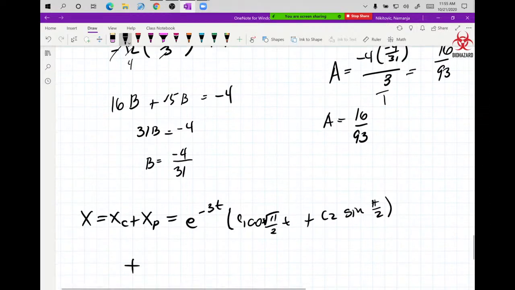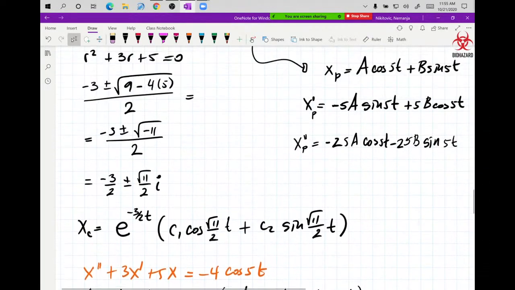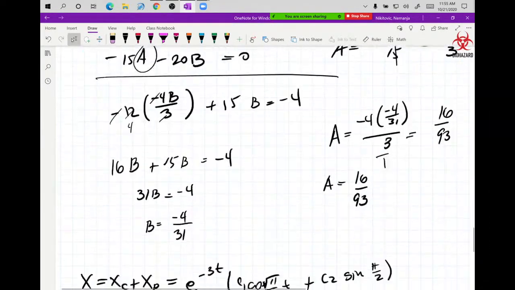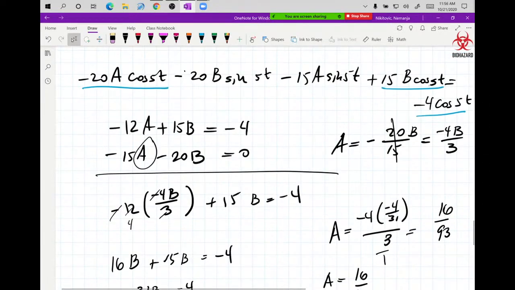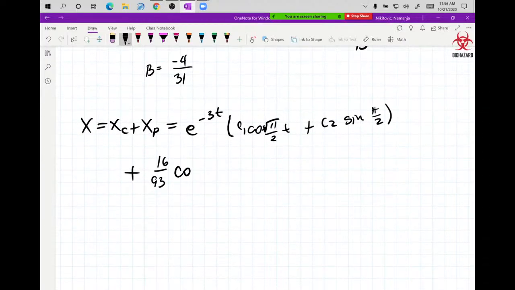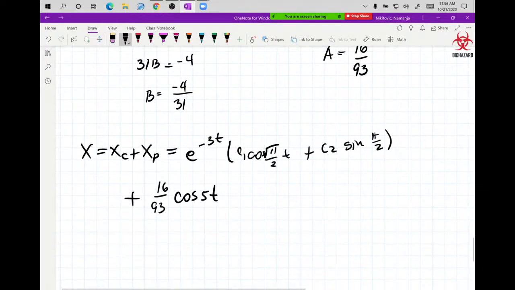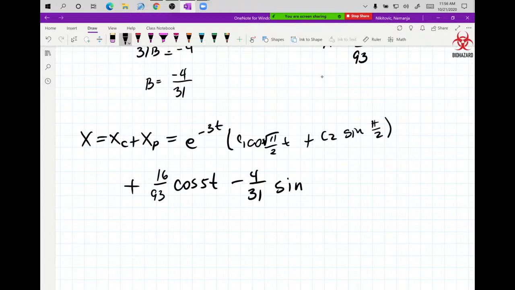Plus the particular solution. A is 16 over 93. Now where is the particular solution for this one? Here. A cosine 5t. Okay. So A over 3. I put the cosine first, right? Yep, cosine 5t. Finally. And then B is negative 4 over 31 sine 5t. Yep, not the prettiest of the solutions.